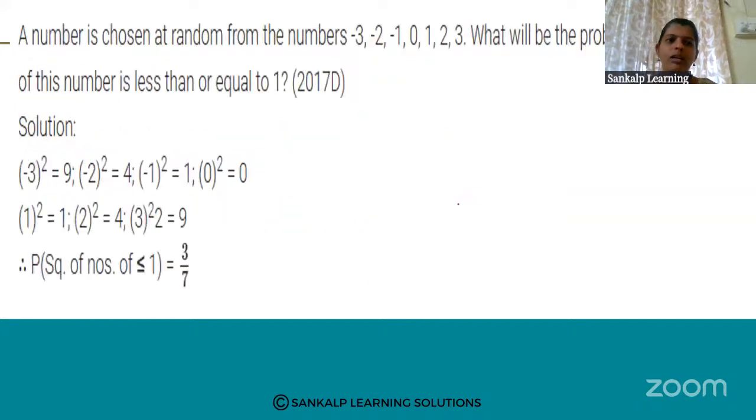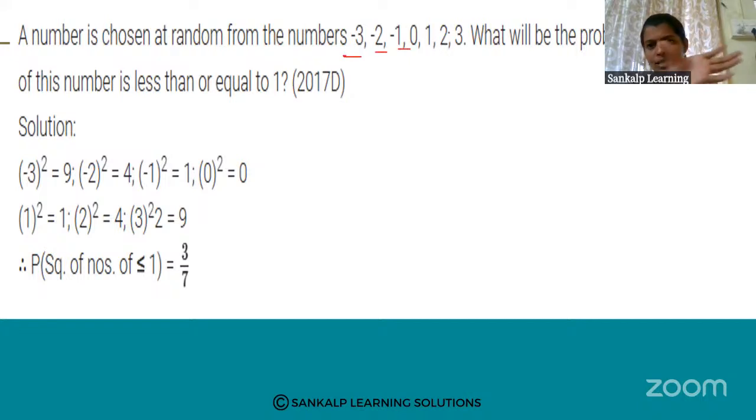Next, a number is chosen at random from the numbers -3, -2, -1, 0, 1, 2, 3. What will be the probability that the square of this number is less than or equal to 1? Observe carefully. A number is chosen at random from these numbers. What will be the probability that the square of this number is less than or equal to 1?